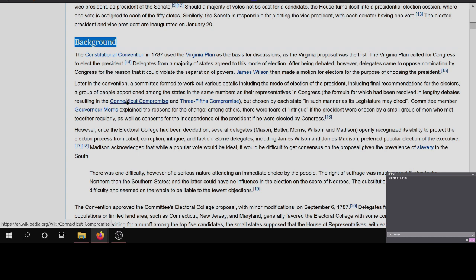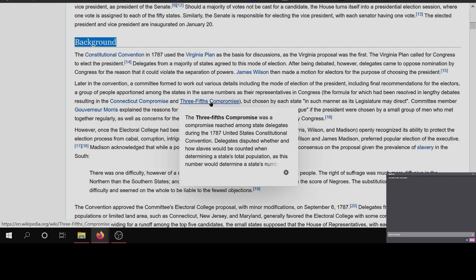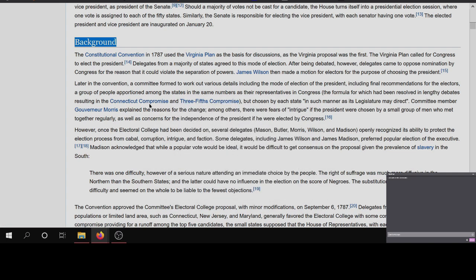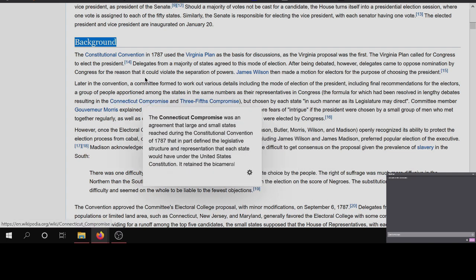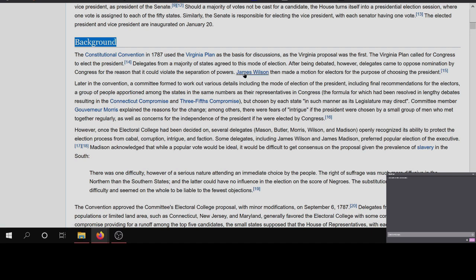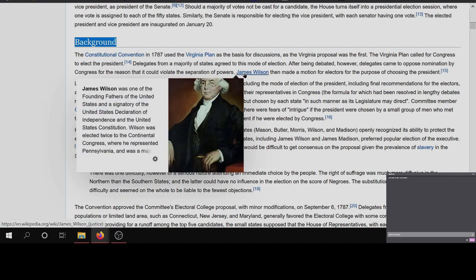Let's just skip through here. There are no images or graphs that explain it, but these are all things that occur. And for the sake of it, we could also look over James Wilson for an actual picture. So as you see, he was one of the founding fathers of the United States and a signatory of the United States Declaration of Independence and the Constitution.